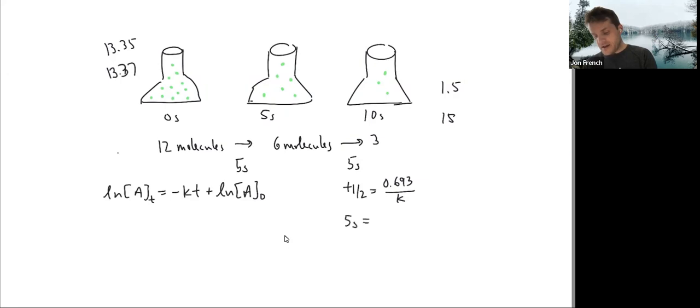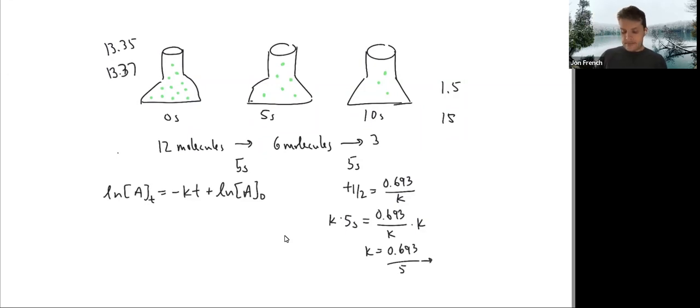So 5 seconds is my half-life, 0.693 over k. Multiply both sides by k, and then I'm going to divide by 5. So k equals 0.693 over 5, which is 0.1386 inverse seconds, because that's seconds.